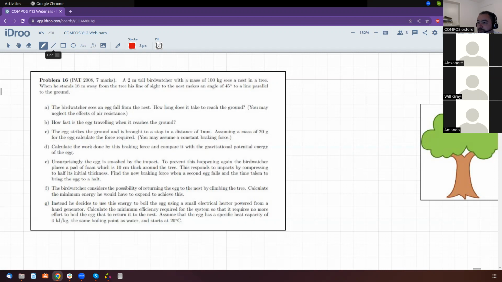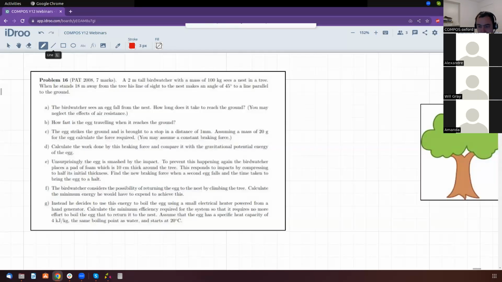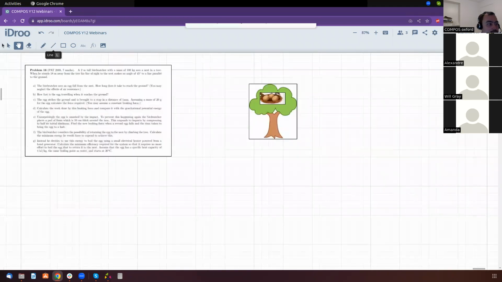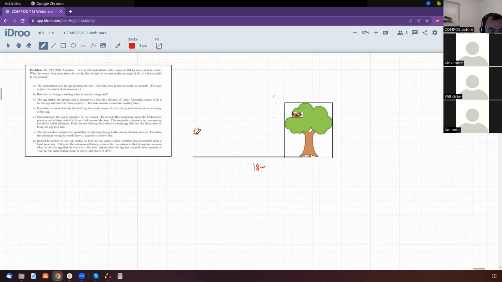And a nest. There's a nest in a tree, and the bird watcher is standing 18 meters away. 18 meters away, and the line of sight makes, so he's 2 meters tall, and the line of sight makes 45 degrees to the horizontal.